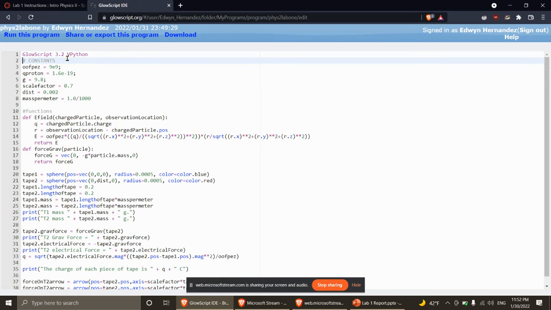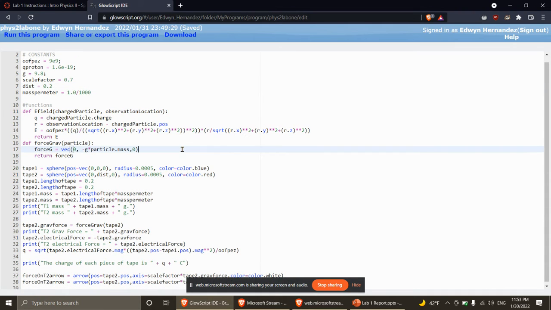So here we see my constants. This is the 1 over 4 pi epsilon 0 value. This is the Q proton. This is the gravitational constant. I put the scale factor as 0.7 because of how small my distance was. My distance was 0.02 meters. Actually, centimeters.